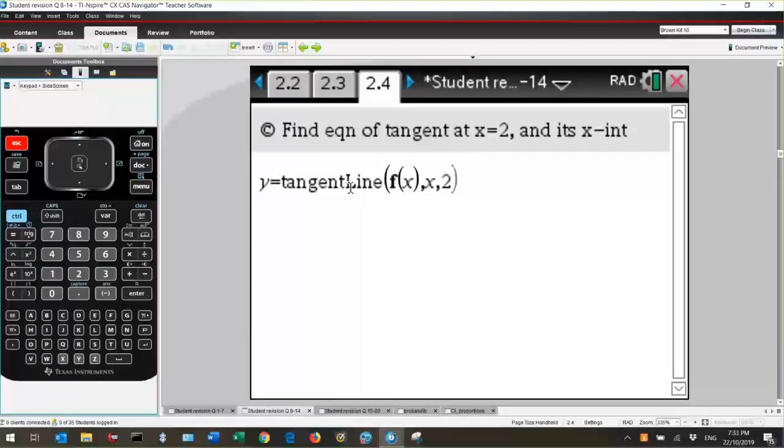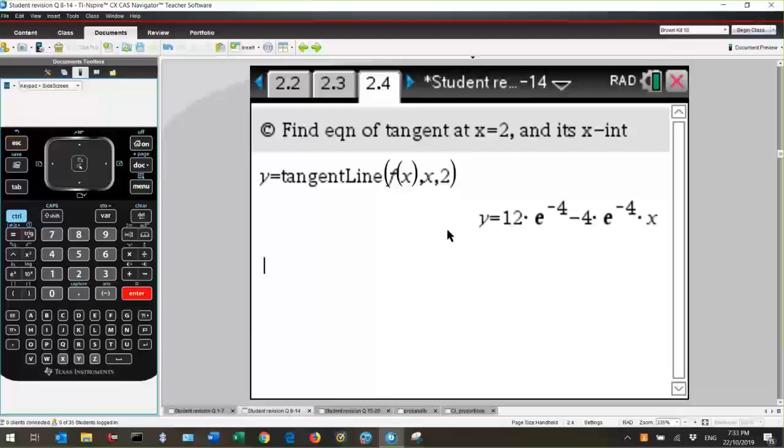tangent line. And the syntax is the function, an expression for the function, comma, the variable, comma, the value where you want the function. So that's the equation of the tangent line. If you didn't have the y equals, it wouldn't be an equation, it would only be an expression.